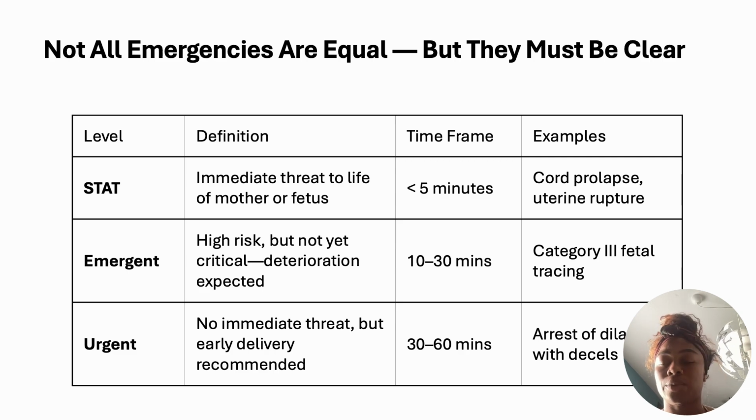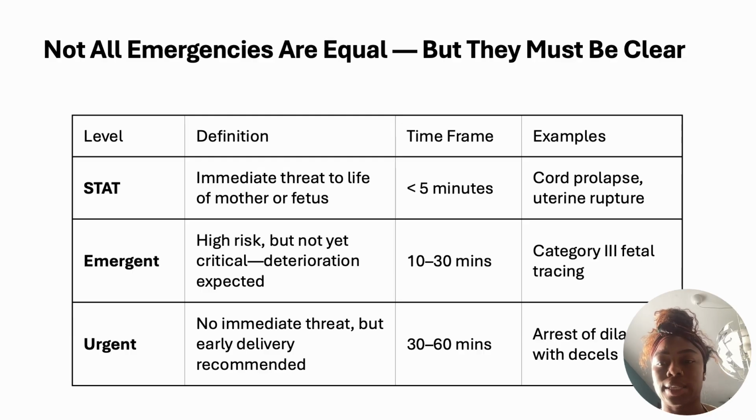Emergent: high risk but not yet critical, deterioration expected. That can be a 10 to 30 minute time frame. Category 3 fetal tracing. Urgent: no immediate threat, but early delivery recommended. 30 to 60 minutes, counted from when the surgery will most likely start. Arrest of dilation with the decels, so that's a good example.